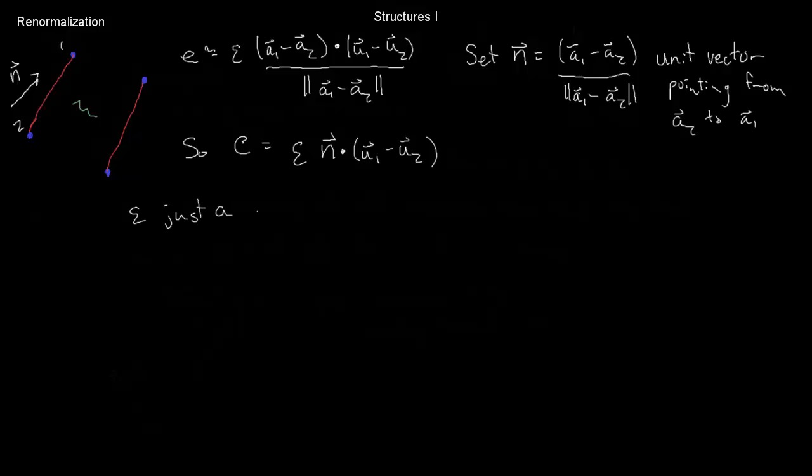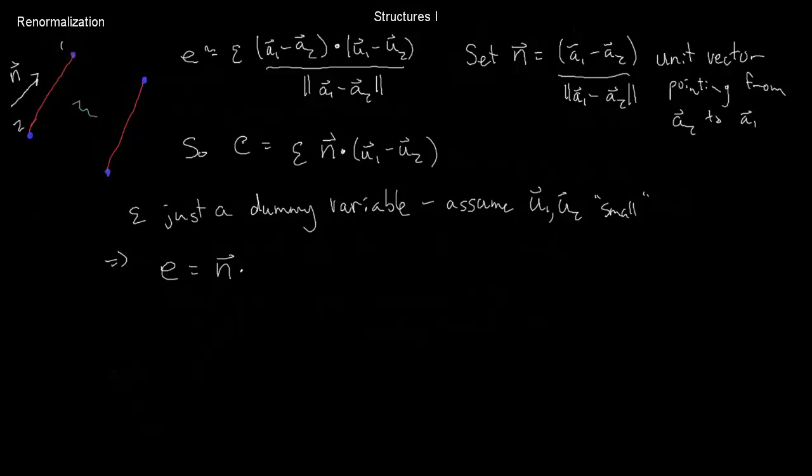But epsilon here, like I said, we were going to discard it. It's just a dummy variable that lets me do my one variable calculus. It's safe to assume that u1 and u2 are very small in norm, and get rid of epsilon altogether. I don't need this variable. So assume that u1 and u2 are small, and then you can write this elongation e as n dot u1 minus u2. And it's going to be convenient to break that up as n dot u1 minus n dot u2, and I'll try to show you why in this picture.